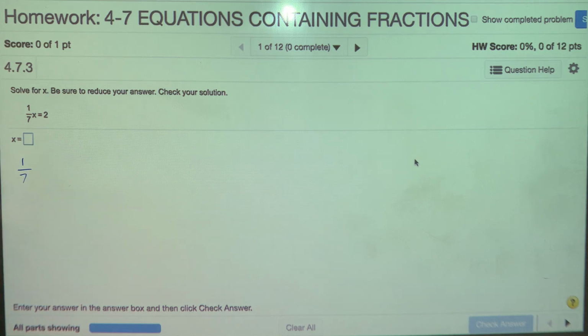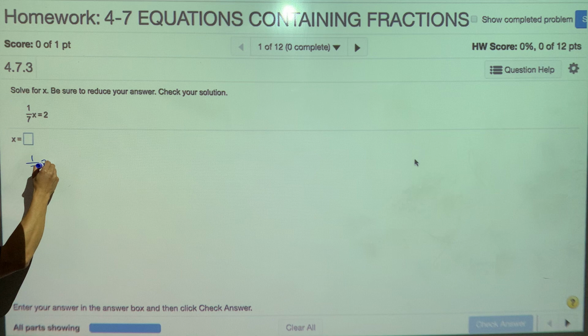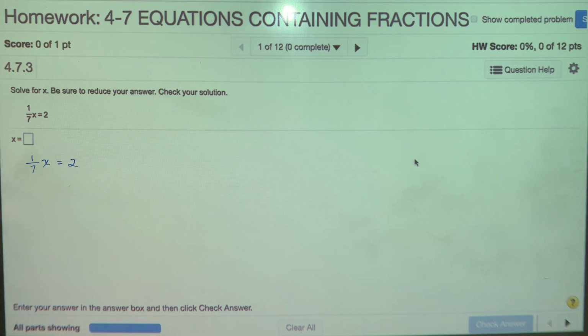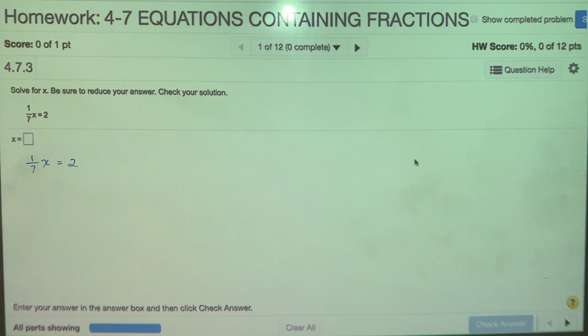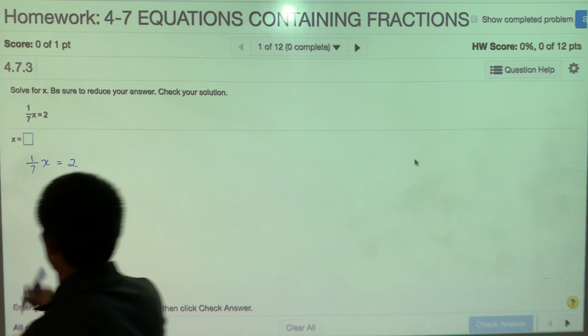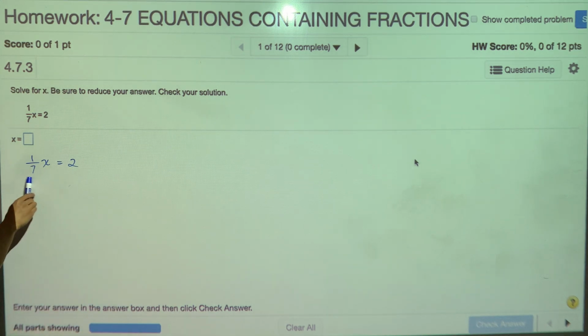If I have 1/7, let me give it a little bit more space. If I have 1/7 times x equals 2, and I'm solving for x like we've done in the past, what we want to do is ensure that we know how to get x isolated when you've got a fraction in front of it. That's essentially the heart of this section.